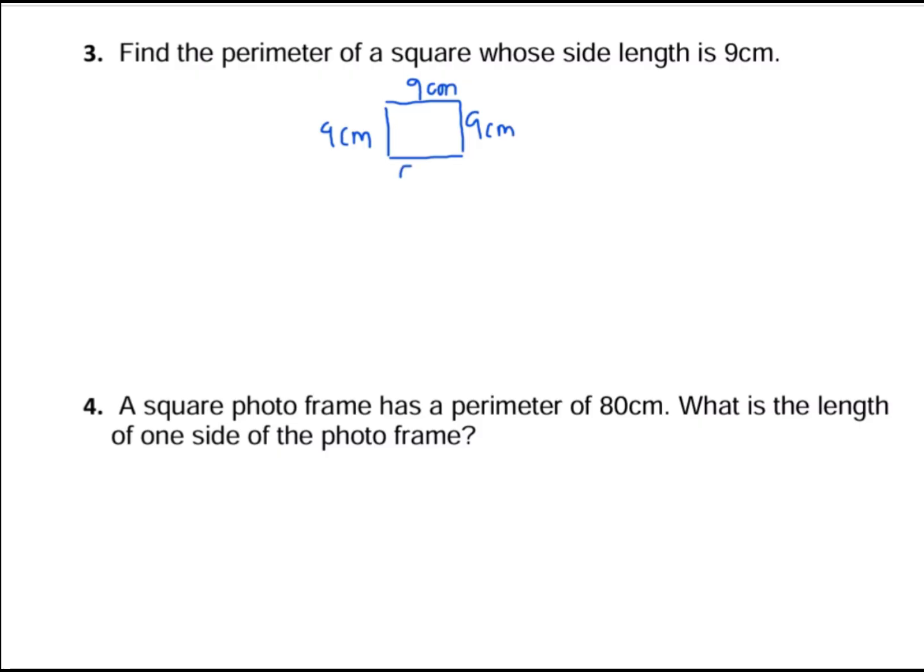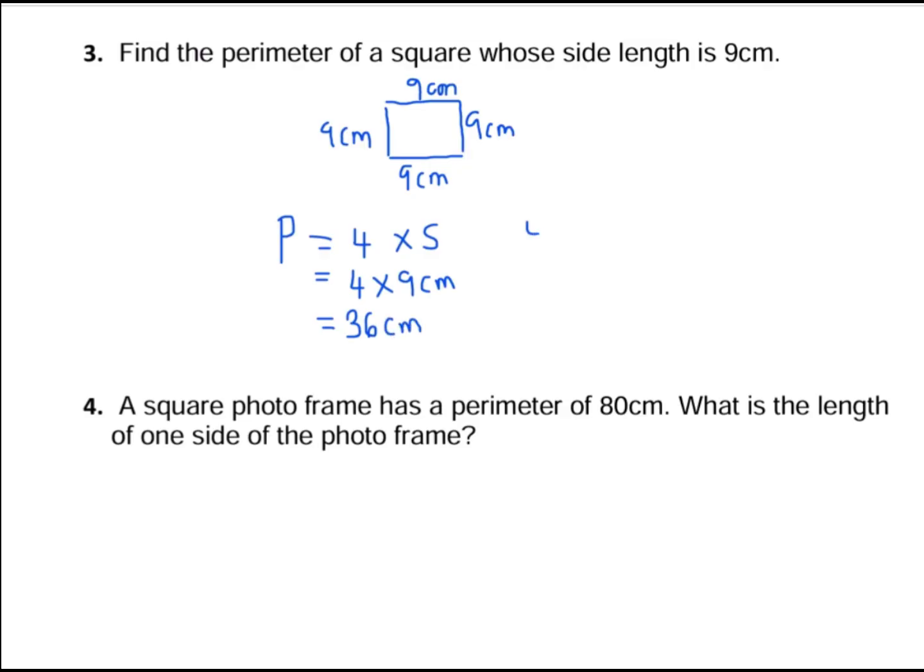So perimeter is addition of all sides. However, we have the formula for calculating the perimeter of a square, which is equal to 4 times one of the sides. So that is 4 times 9 centimeters. And that is going to give us 4 times 9, that's 36 centimeters.